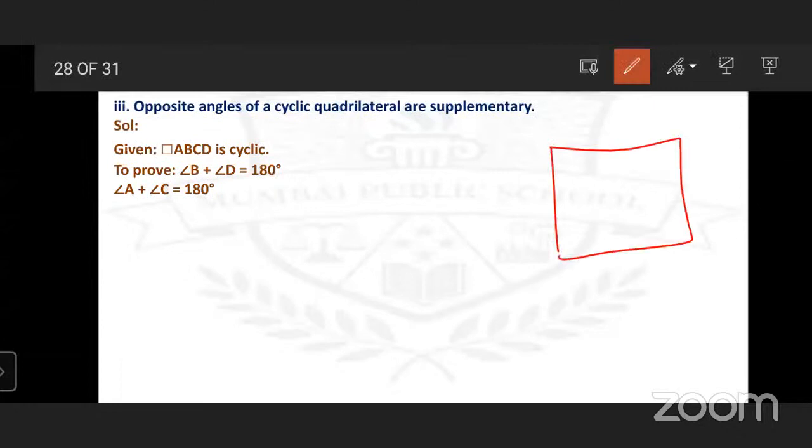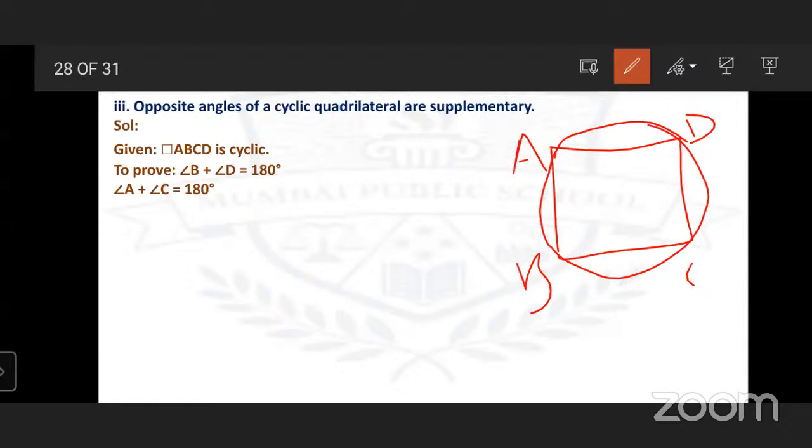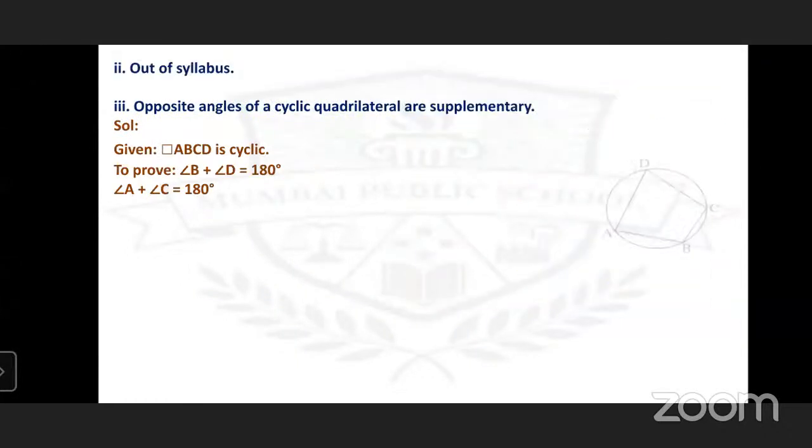Yes. ABCD is a cyclic quadrilateral. So angle B plus D is equal to 180 degrees, and A plus C is equal to 180 degrees. We have to prove that. See in the figure, ABCD is cyclic, right? So B plus D is equal to 180 degrees and A plus C is equal to 180 degrees, prove this.